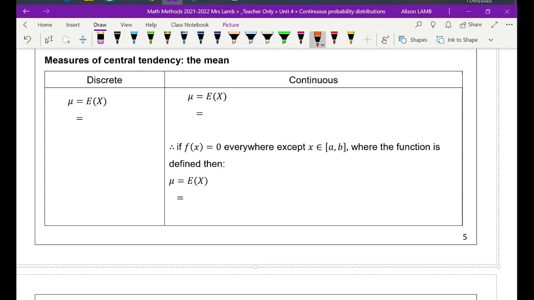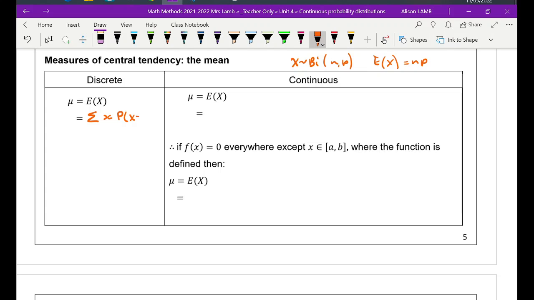Now, you might remember for the binomial with n and p, our expected value of x was equal to np, given in our formula sheet. But just for a standard one, you might remember when we did it in grade 11, it's the sum of all our probabilities times what x is. So it was the sum of x times the probability that X equals x.